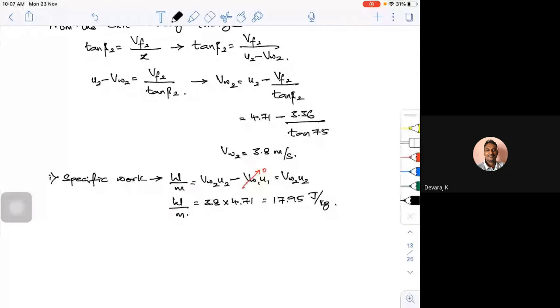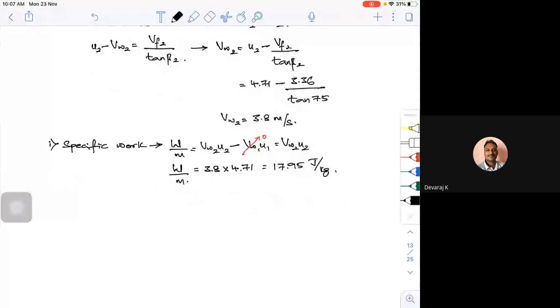Next, the second parameter I need to calculate is the discharge. Discharge is given by the flow area, look at this, this is the formula. Flow area AF1 into the velocity of flow, which is also equal to the flow area at the exit and the velocity of flow at the exit. So what is AF1? AF1 is equal to pi D1 B1, that is the flow area at the inlet, and the flow area at the exit is pi D2 B2.